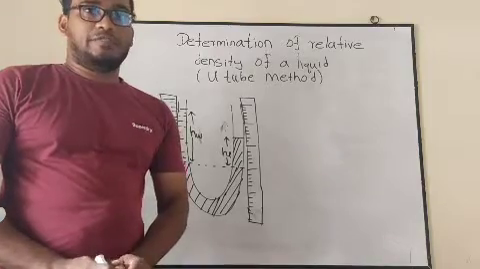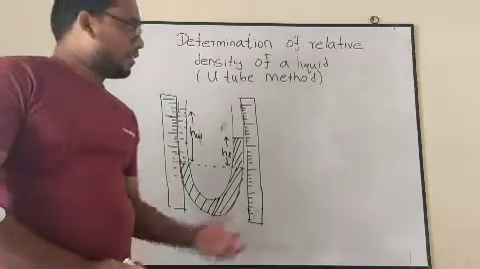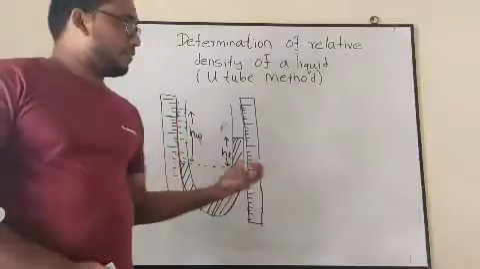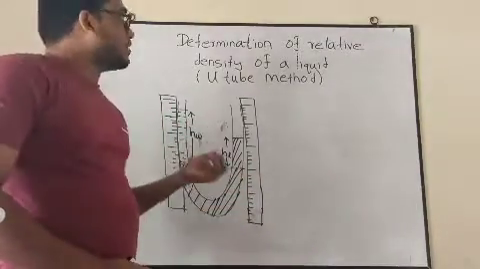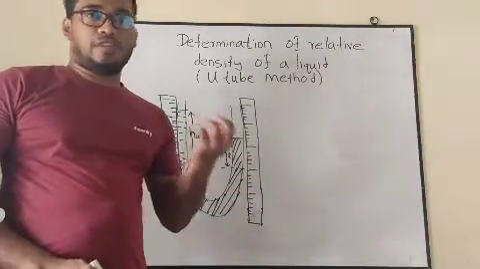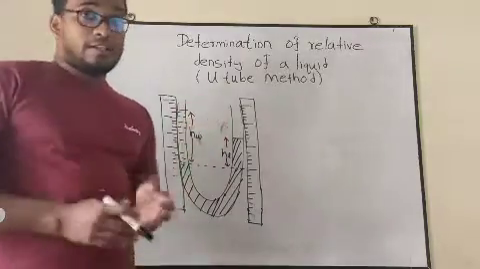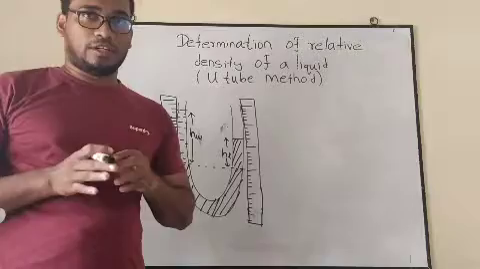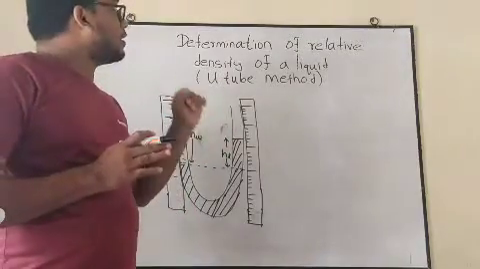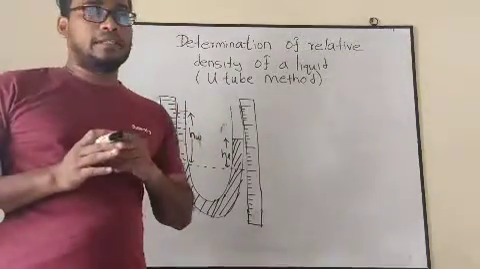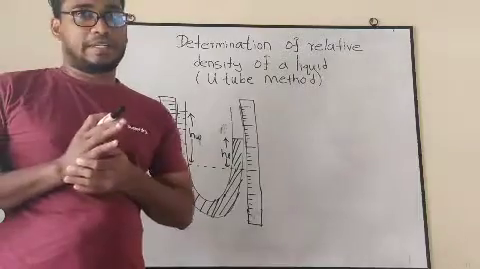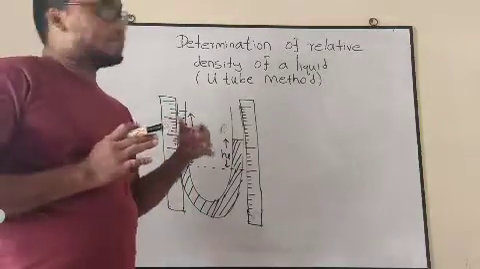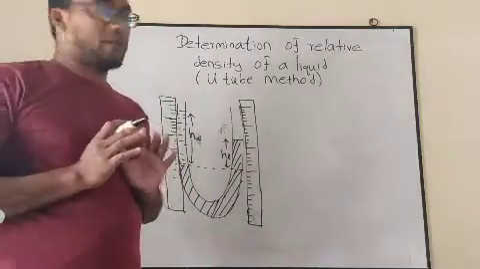Last class we did one questions, and here we are going to study the relative density of liquid. There are two methods in the A-level syllabus to find the relative density of liquid: the U-tube method and the Hayes apparatus method.